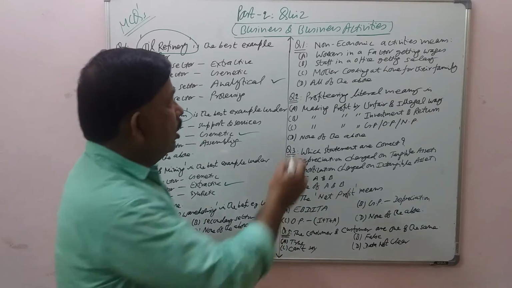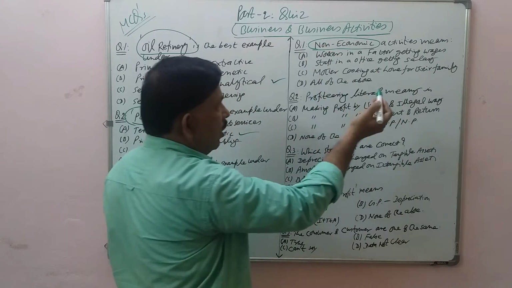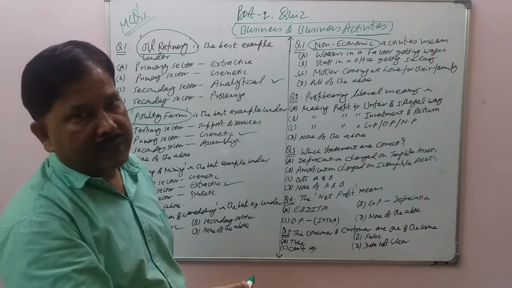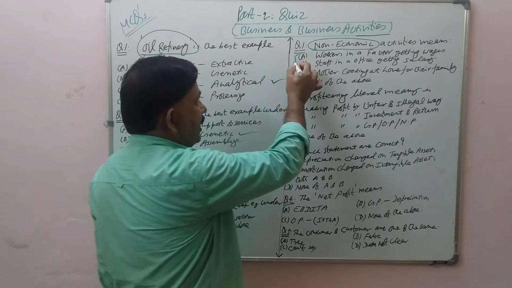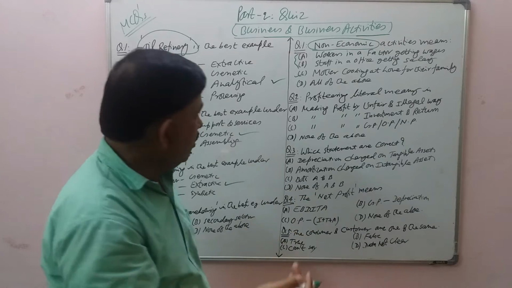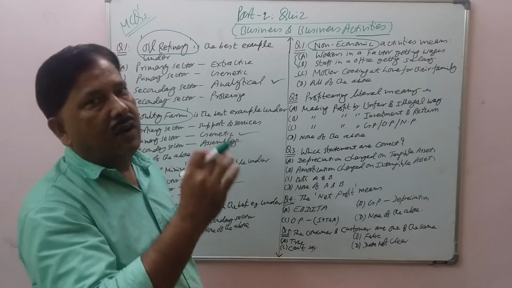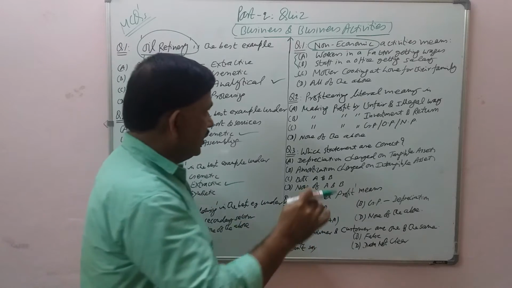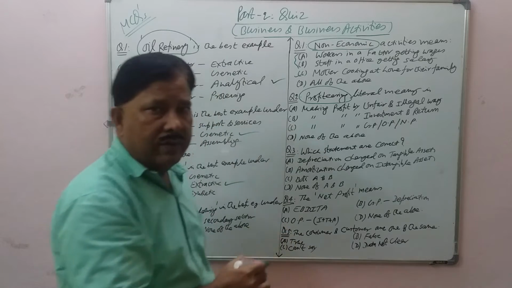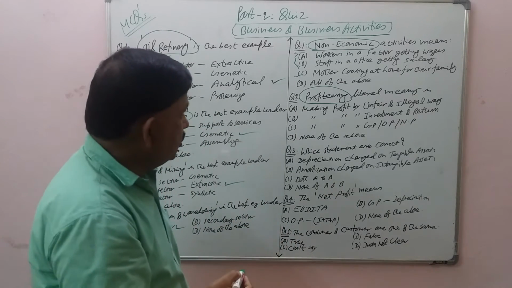Non-economic means where no payment of wages or salaries is involved. So mother cooking at home for their family is a non-economic activity. And these two are economic activities because salary and wages are involved, money is involved. Anything which is being done for profit is always an economic activity. Okay, got it.